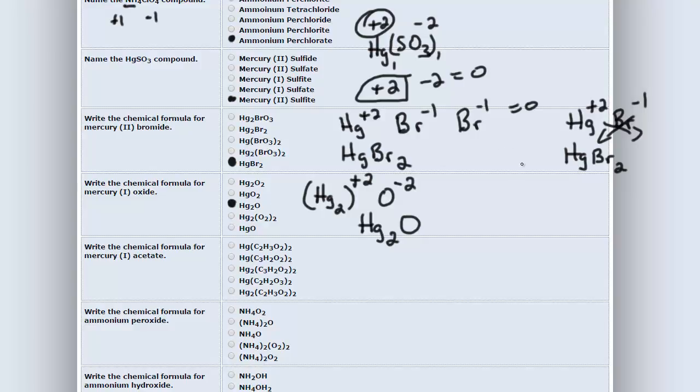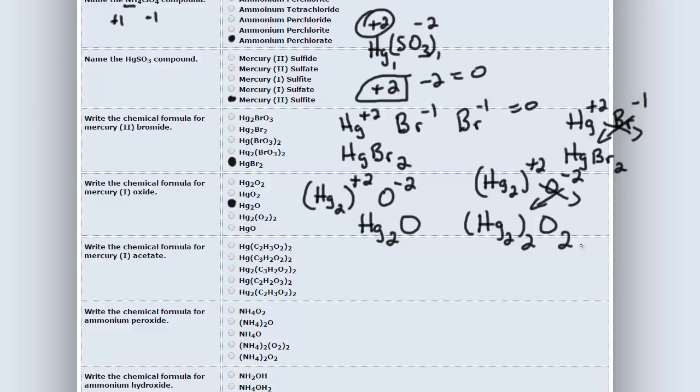Now let's do that again, but let's do that the crisscross method. And so we have Hg2, and it's got a +2 charge. Oxide, -2 charge. We're going to do this. That gives us Hg2. Remember, these are bonded together. It acts as a complete unit. And we have to bring down that 2. And then we write down our oxide, and then we bring down the 2 from the mercury.